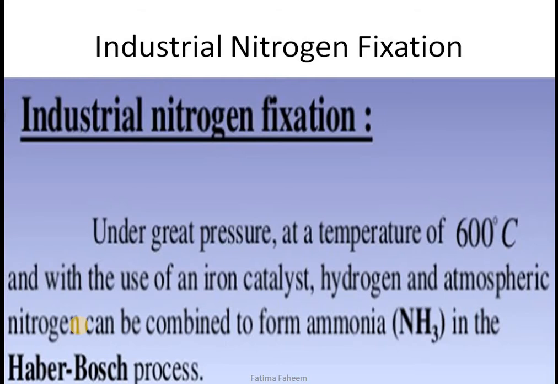This is Haber's process. Industrial nitrogen fixation is another name given to it. Again, it is nitrogen fixation because we are converting the inert form of nitrogen into a form that can be utilized by the plant. It is done under great pressure at a high temperature of around 600 Celsius and with the use of a catalyst. Iron is the catalyst used here. Hydrogen and atmospheric nitrogen are combined to give ammonia. This is utilized as fertilizer by the farmers to increase the yield of plants.